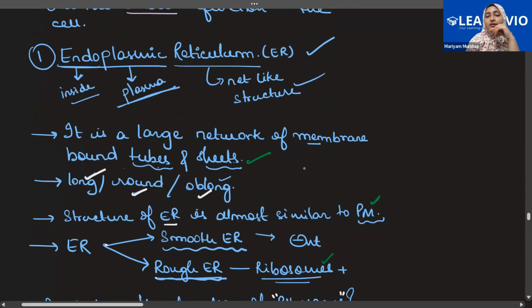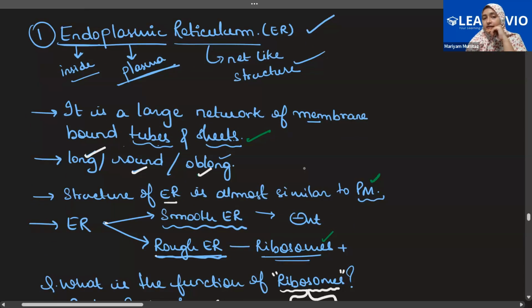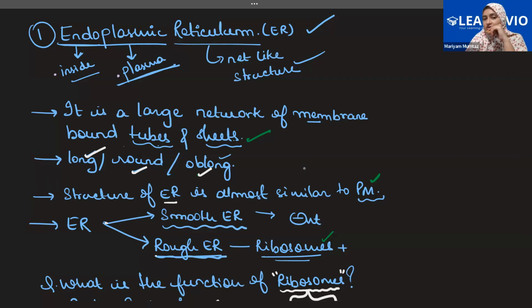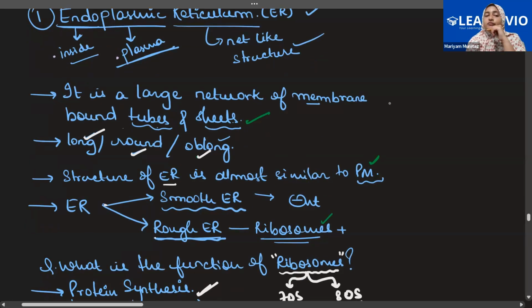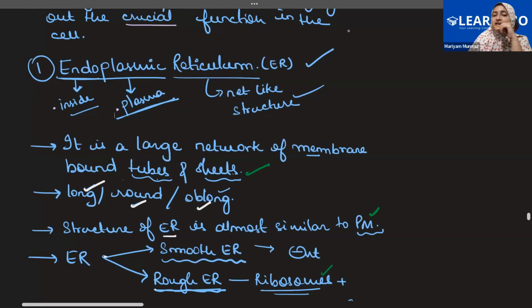Now, the first one that we are going to talk about is the endoplasmic reticulum, also known as ER. Now, the word endo means inside. The word plasmic is referring to the plasma membrane, right? And then reticulum means net-like structure. So, this net-like structure is present inside the cell, meaning enclosed inside the plasma membrane. Now, this is a large network of membrane-bound tubes and sheets. So, reticulum means a net-like structure, sort of like this.